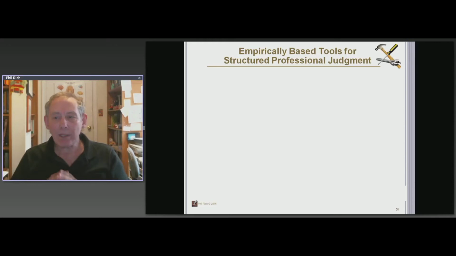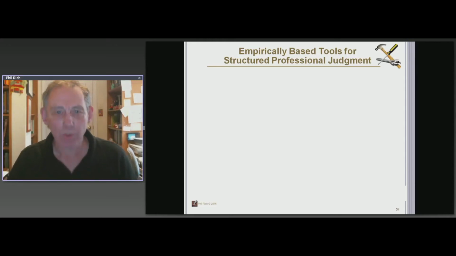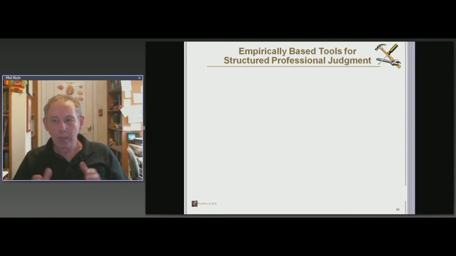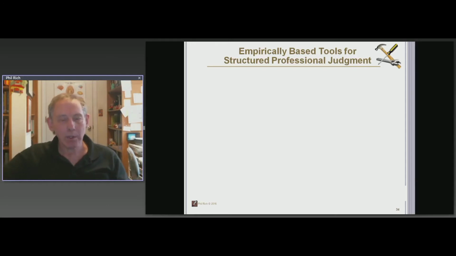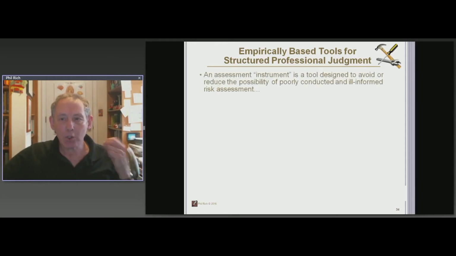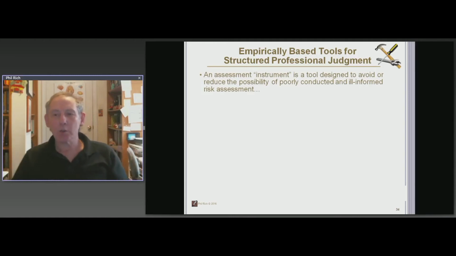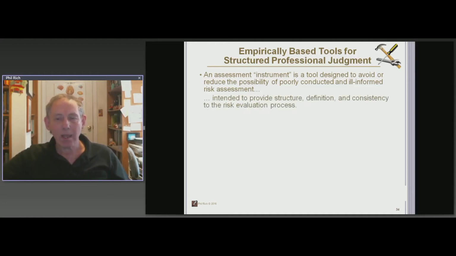When we think about the instruments that are available to us, and I've touched on those, even though I'm not going to be talking about those instruments today, we're talking about empirically based instruments that are most typically, or increasingly typically, called instruments for structured professional judgment. They're clinical instruments. They're tools that are designed, or intended, to really reduce the potential for poorly conducted or poorly informed risk assessments, that provide us with a structure, a definition, consistency.